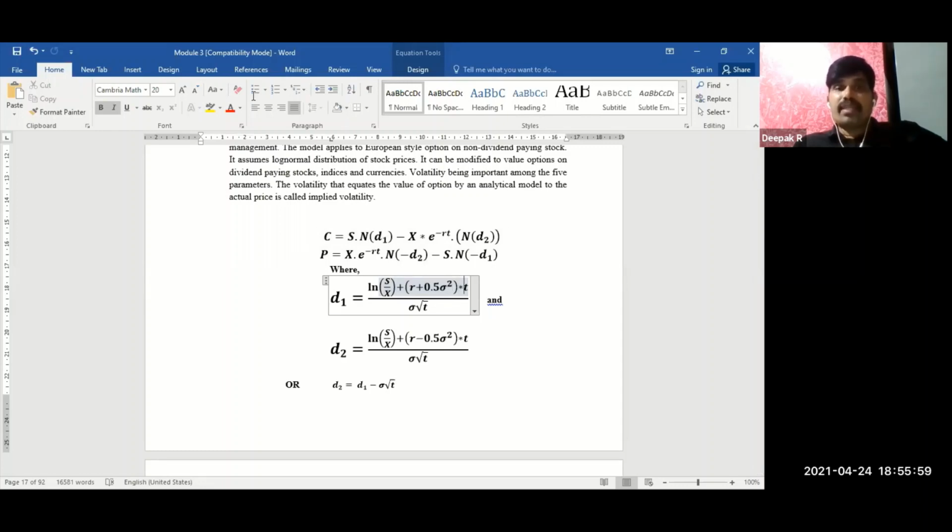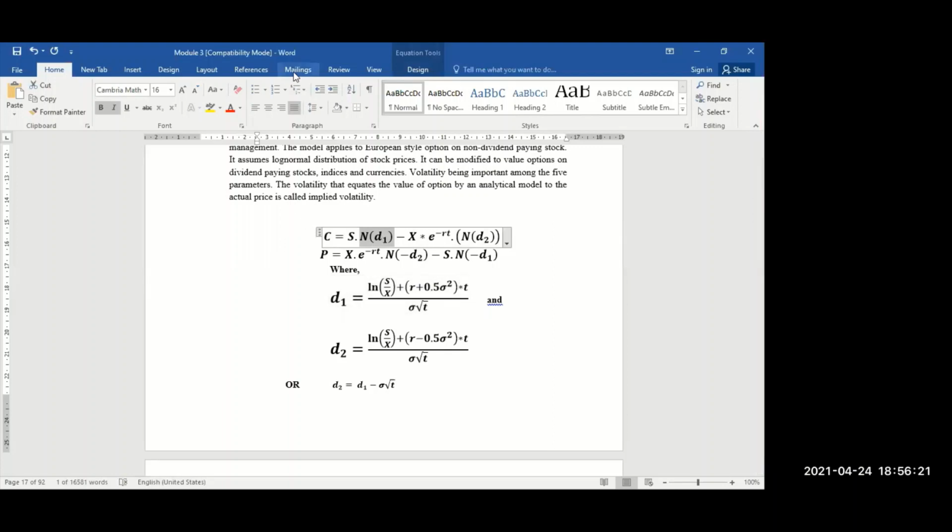So if that is the case, you will notice when I come up with this equation, N(d1), what it means here is that we are taking into consideration time period, volatility, as well as the risk-free rate, and then making the decision.